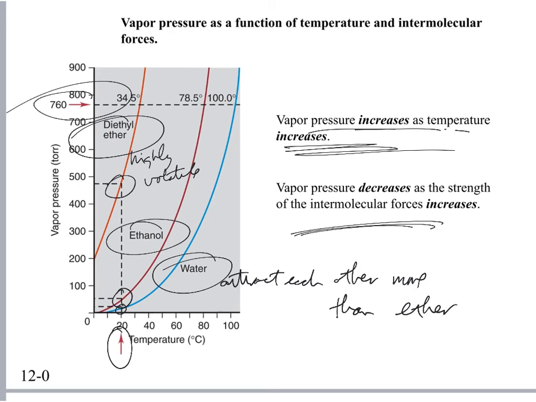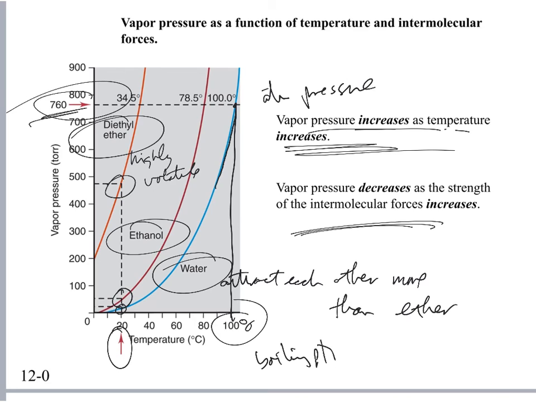What's special about this line? We'll take a look at 760. 760 is atmospheric pressure. Notice what happens when the vapor pressure of water reaches 760, notice that it happens at 100 degrees Celsius. That's what the boiling point is. The boiling point is the temperature when molecules want to break free.